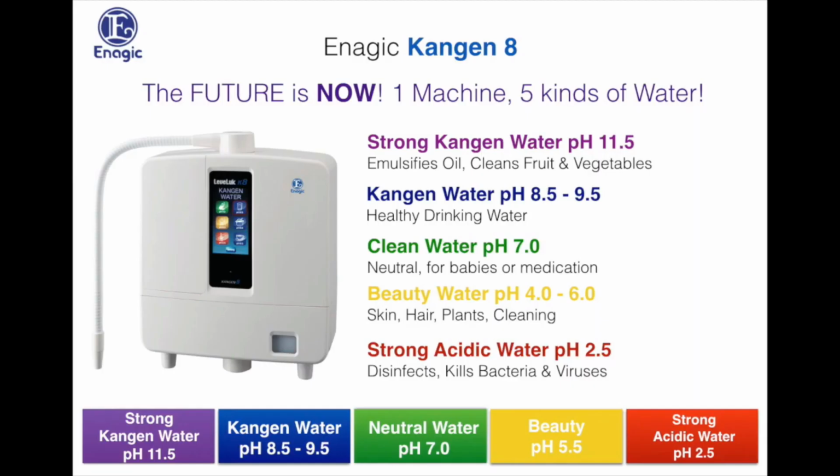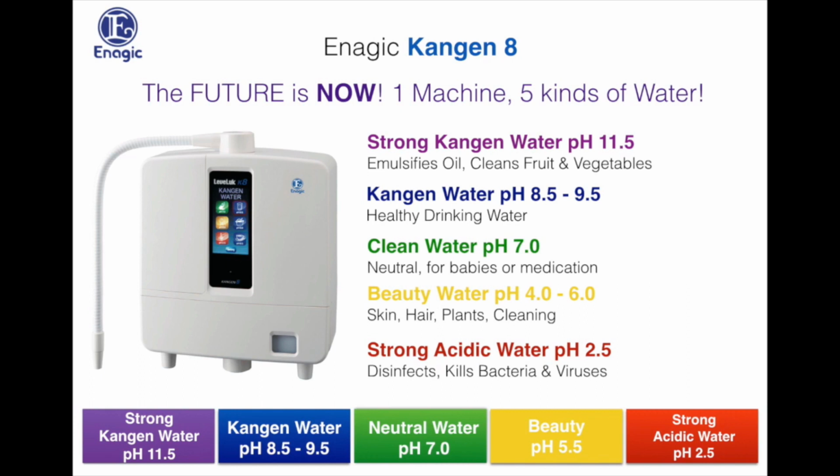The second one is Kangen water that we use for drinking, for cooking, for making tea and coffee, and you can adjust that to a pH of 8.5, 9.0 or 9.5. Thirdly is clean water at a pH of 7, which is neutral. This water does not go through any ionization process. It simply gets filtered and is ideal for people who are on medication or for babies for their formula milk.